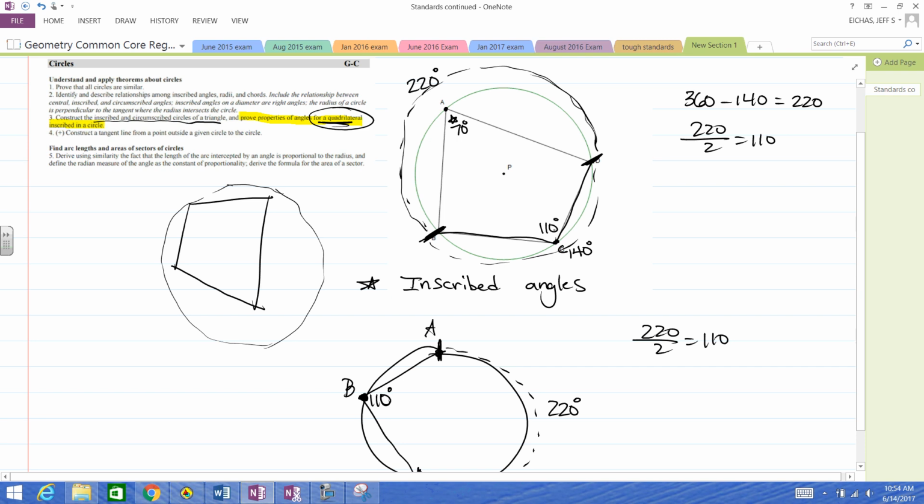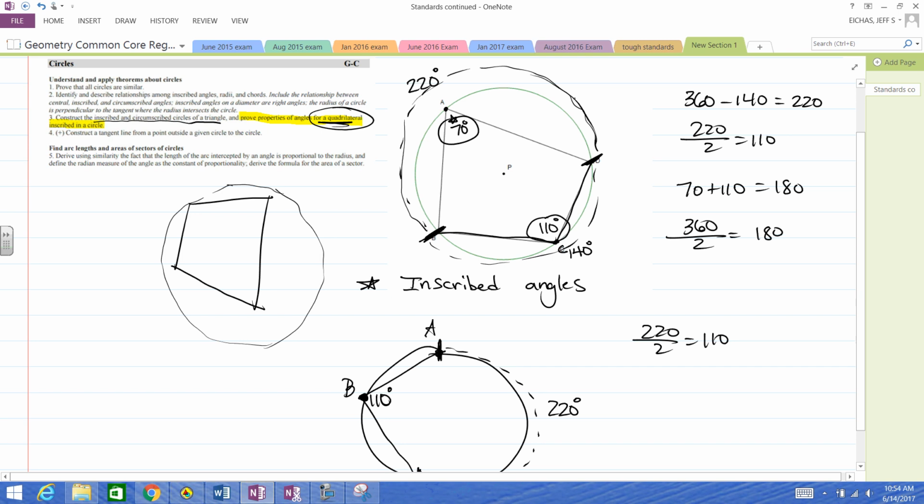Now, there's a relationship between these two angles that are across from each other. You can see right now that they add up to 180 degrees. And that's not a coincidence. Here's the idea. The entire circle is 360 degrees. Inscribed angles are half of the arcs that they open up to or intercept. So basically half of 360 is 180.